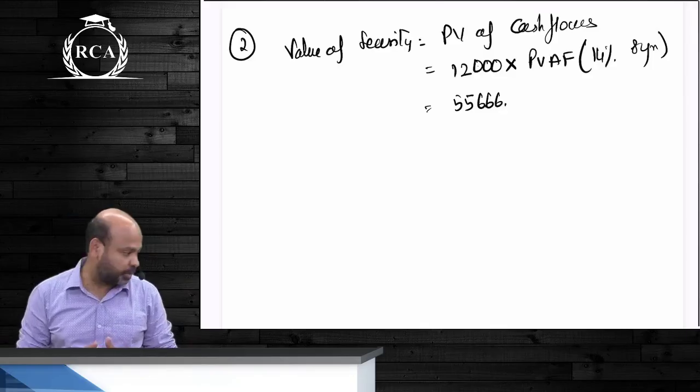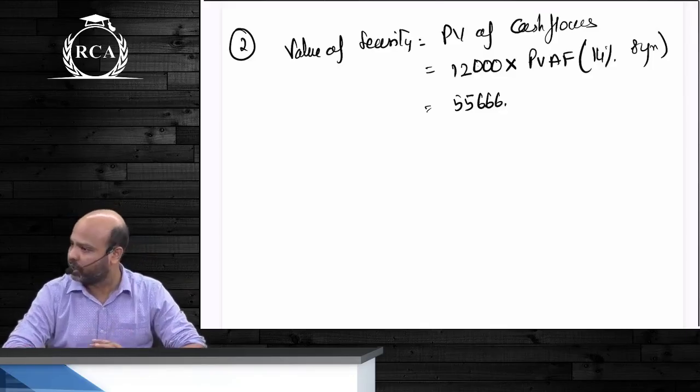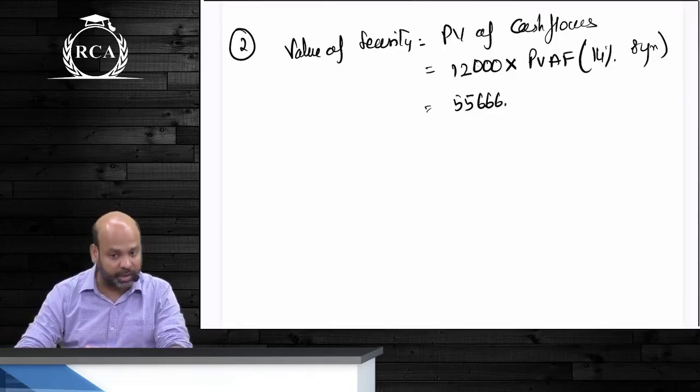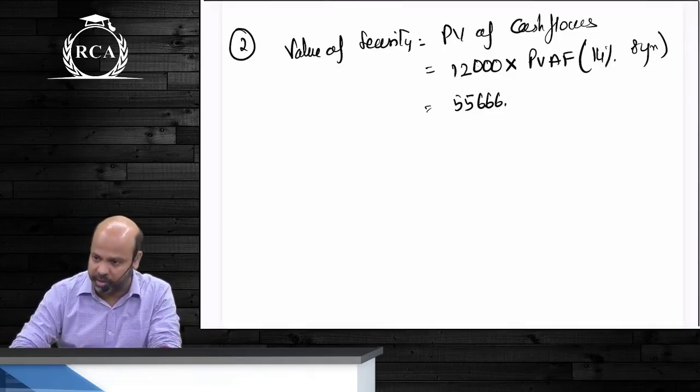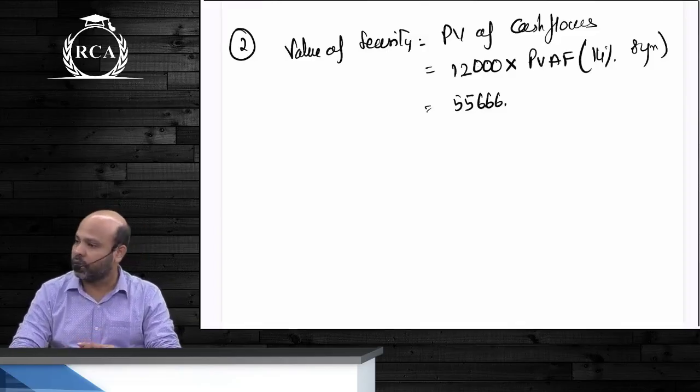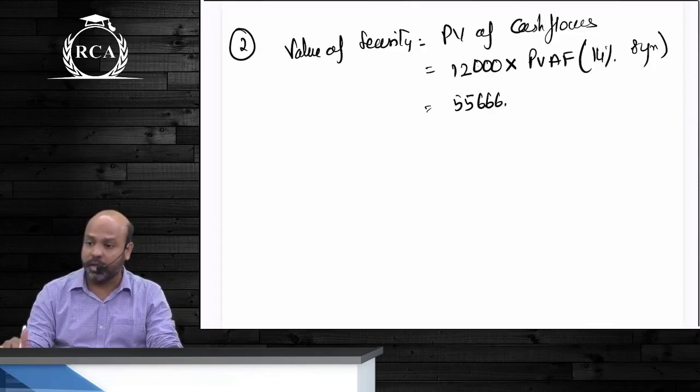55,666. This is the maximum price that you will be willing to pay for this instrument. If it is available for a lesser price, then it is undervalued. You will definitely buy the instrument. If it is available at a higher price, it is overvalued, and we should not be buying the instrument. Are we clear about this? Any doubt in this, beta?